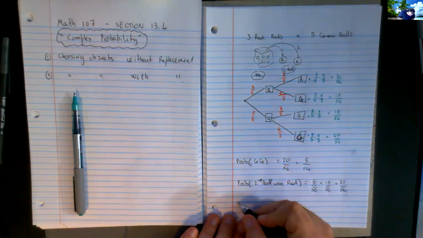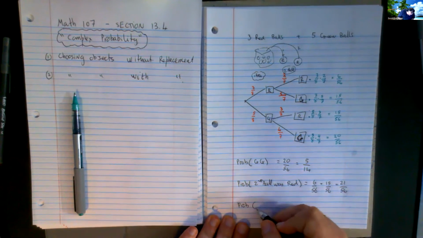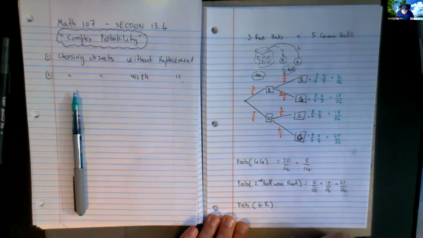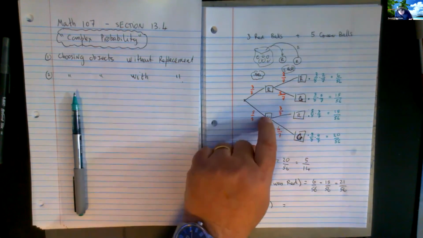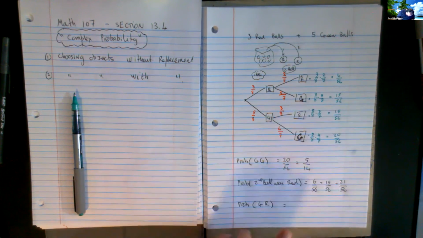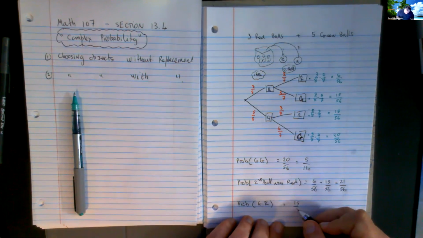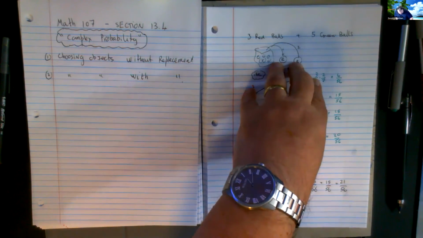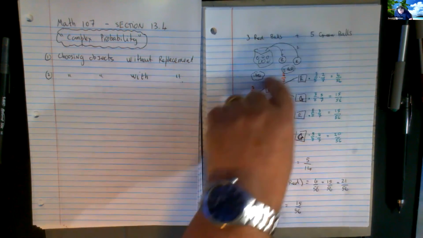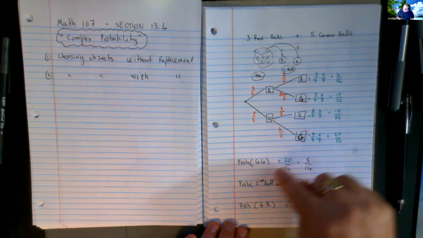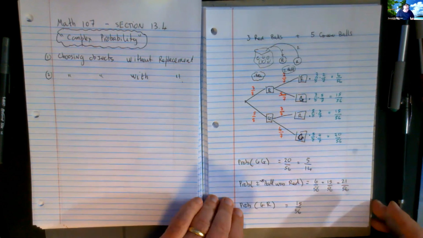I could even say, what's the probability that the first one is green and the second one is red? First one is green, second one is red. That only happens once. And the answer is that guy. So if you do a without replacement story, this is the tree diagram. And once you've built this, you basically just figure out which guys represent the probability that you're looking for.